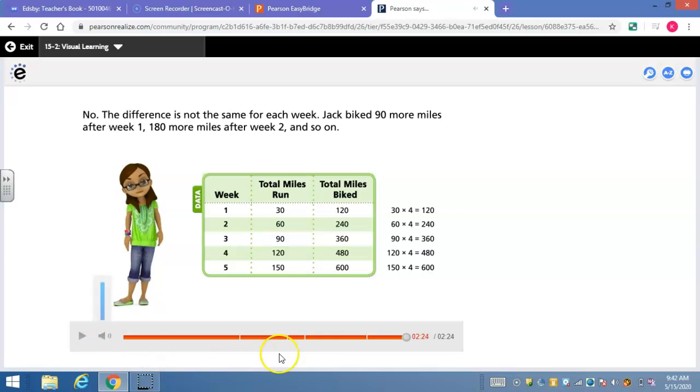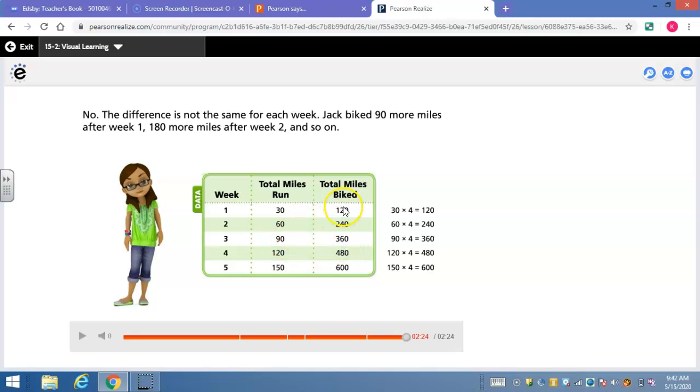Okay, so what it's basically saying is that the difference between the miles biked and the miles run is not the same each time, because this is going up exponentially, times 4, times 4, times 4. So it's not going to be the same difference.